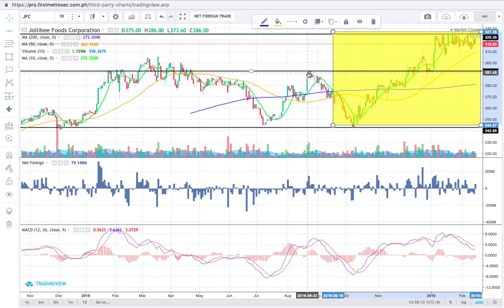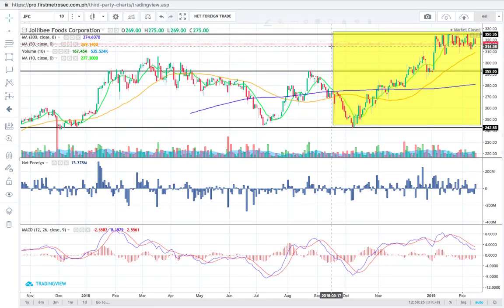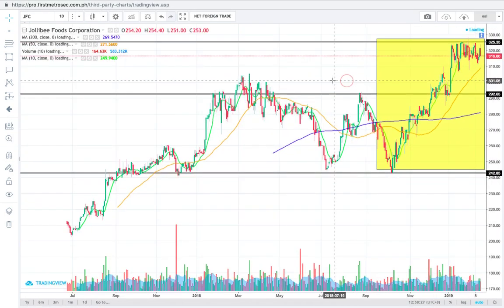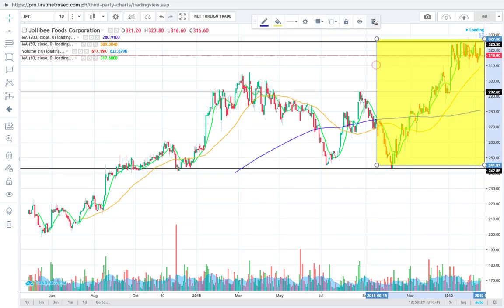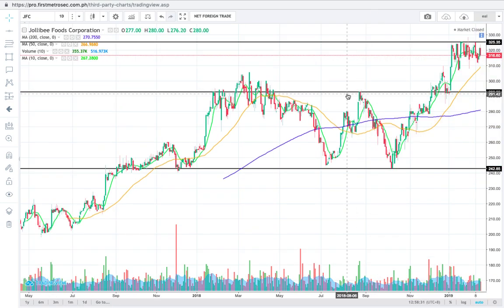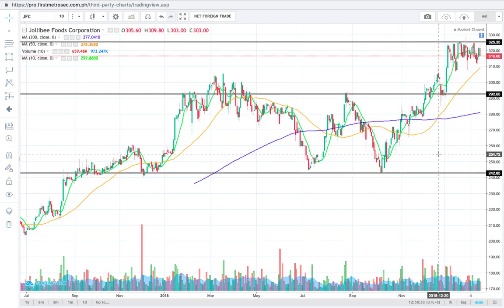So it bounced away. Scenario number 1. It bounced away and then it tested the support at 244 or 242.85. Then scenario number 1 again, it bounced away. Now, let's remove the yellow line. After bouncing away, it tested the resistance level at 292.65.